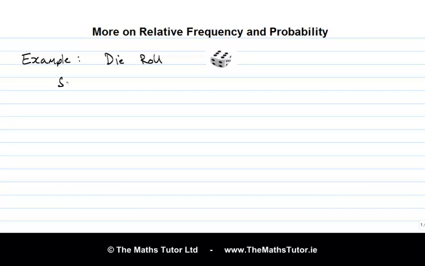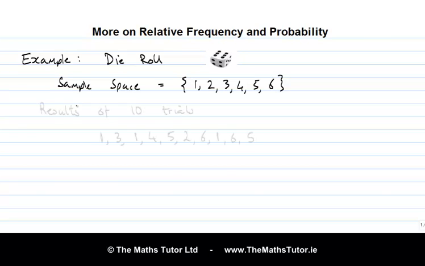So the sample space is the set consisting of numbers 1, 2, 3, 4, 5, and 6. These are the outcomes. Imagine that we roll this die 10 times and we list the results of our 10 trials. If we roll a die 10 times, we might get these results.